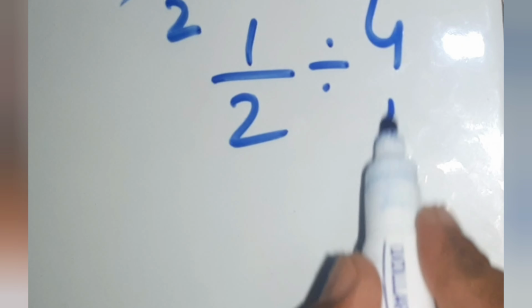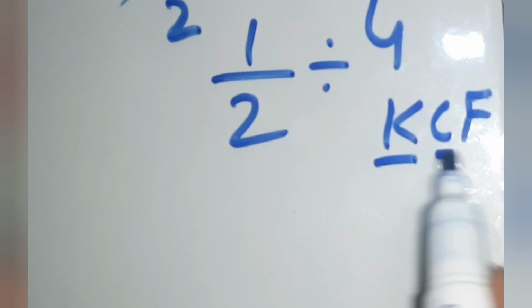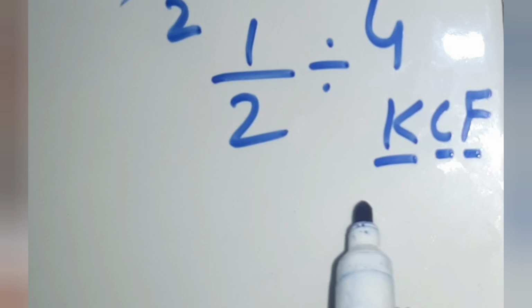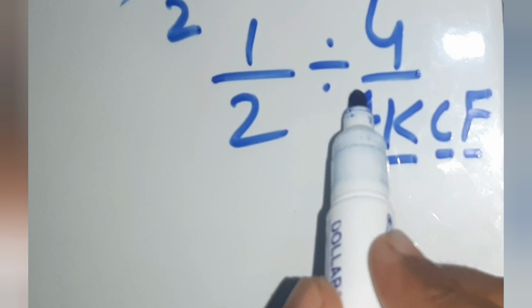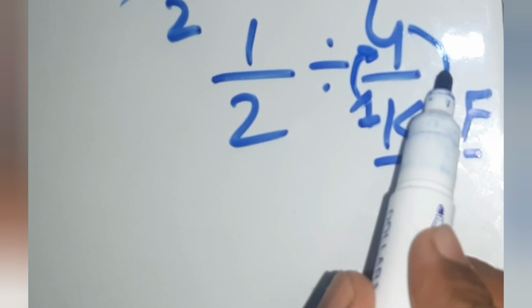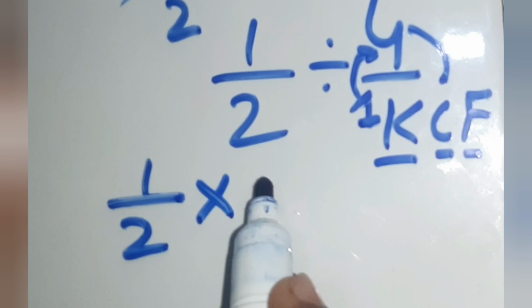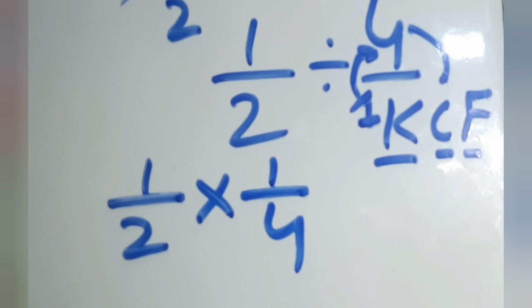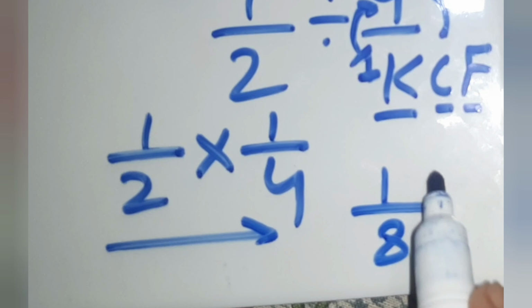We follow KCF. K stands for keep, C stands for change, and F stands for flip. It means denominator and numerator: the denominator changes into the numerator and the numerator changes into the denominator. So 1 upon 2 times 1 upon 4. Here the final answer is 1 upon 8. This is the right answer.